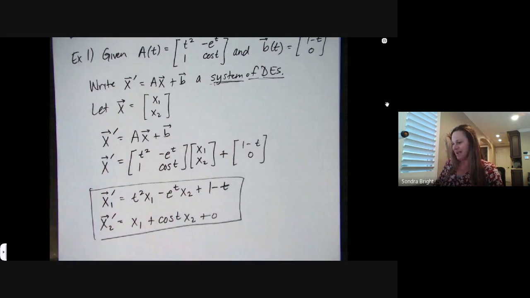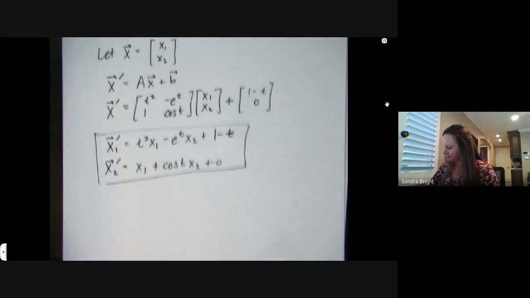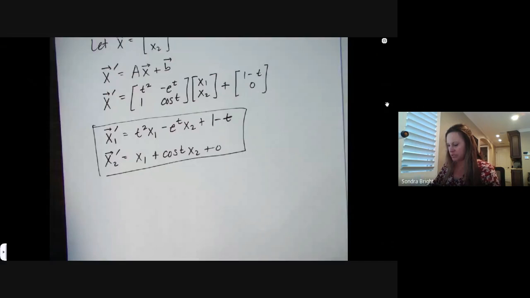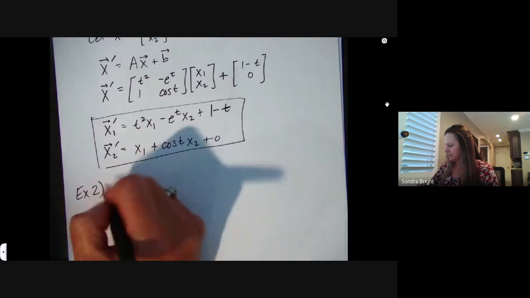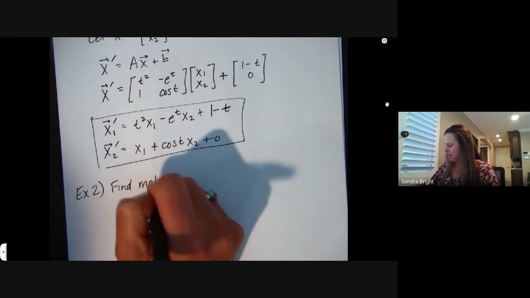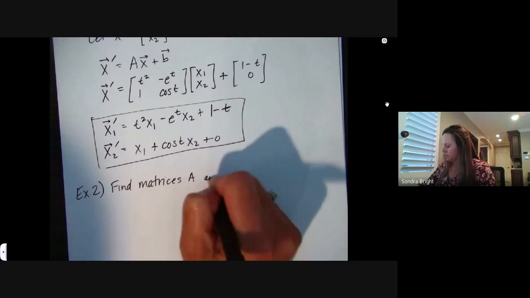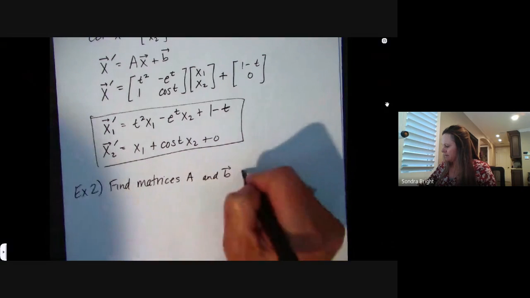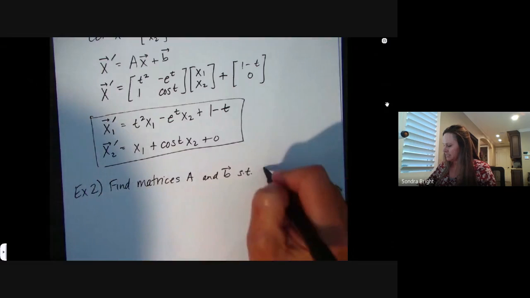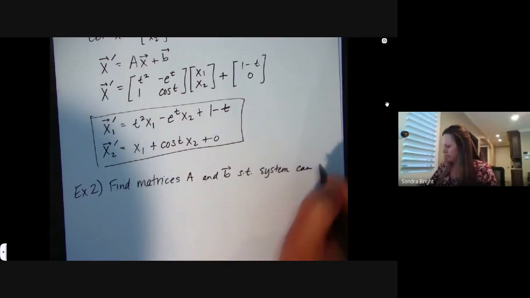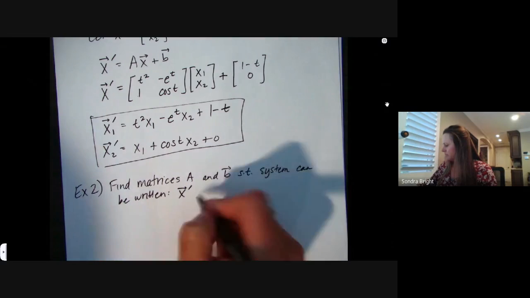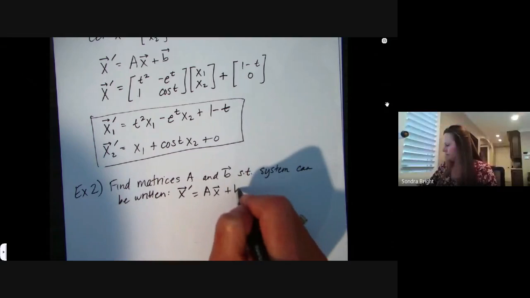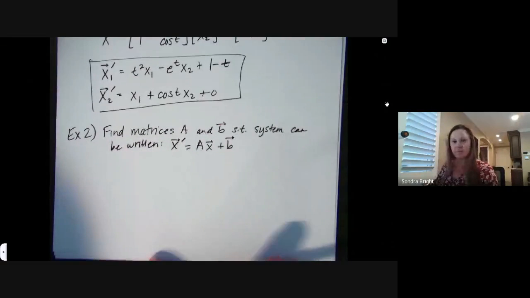Easy peasy lemon squeezy, right? It's what you needed after the last lesson, an easy one, huh? All right, how about example 2? They want us to find matrices A and B such that the system can be written as x prime equals Ax plus b. And the system they give us, so now we're working backwards, right? Doing the opposite of what we did in the last one.